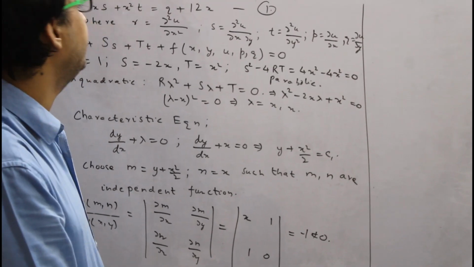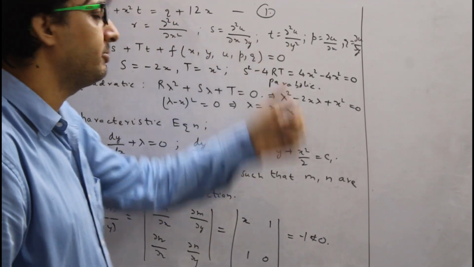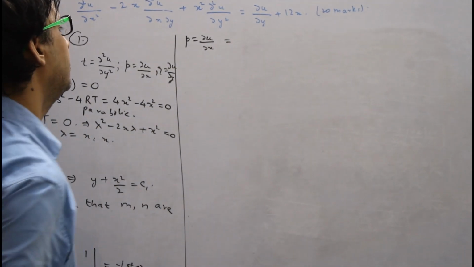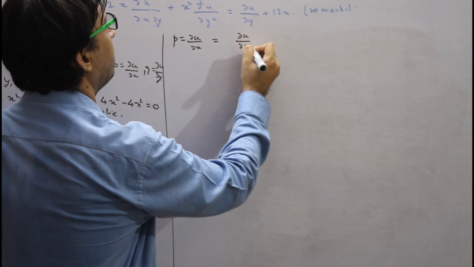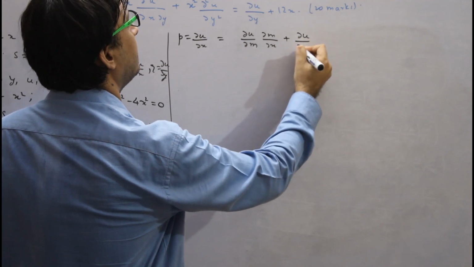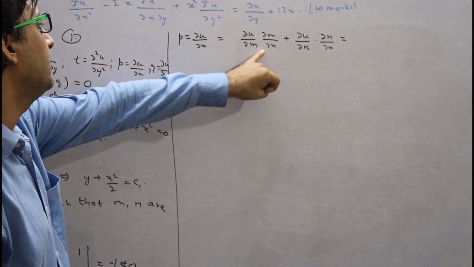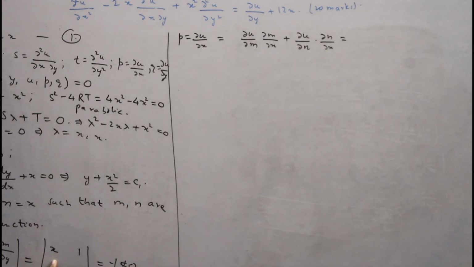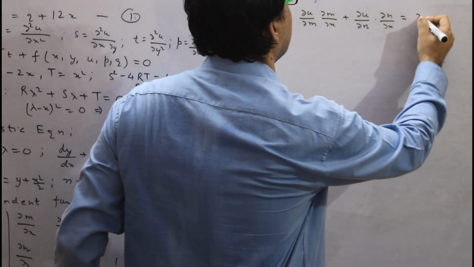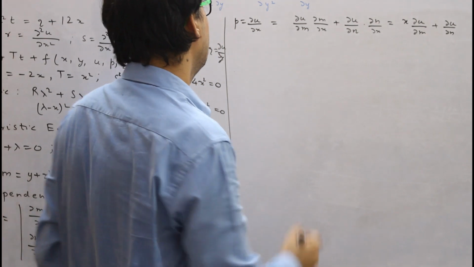Now I will start finding my p, q, r and s. Here we need p, q, r, s and t. Obviously we have to start with p. So we have already claimed that p is equal to ∂u/∂x. Now if I write this as ∂u/∂m into ∂m/∂x, and then ∂u/∂n into ∂n/∂x. What is the value of ∂m/∂x? x. And what is the value of ∂n/∂x? 1. So I can write it as x ∂u/∂m plus ∂u/∂n, because this value is 1.